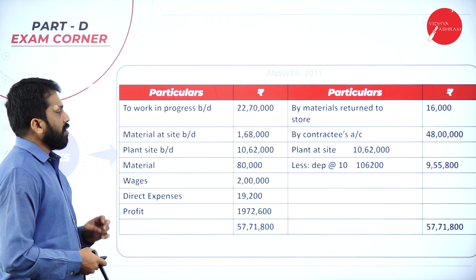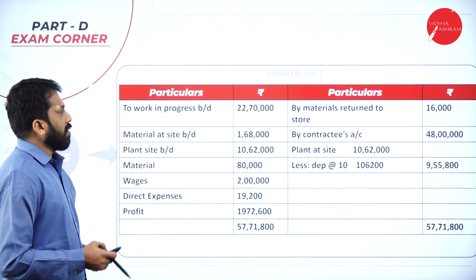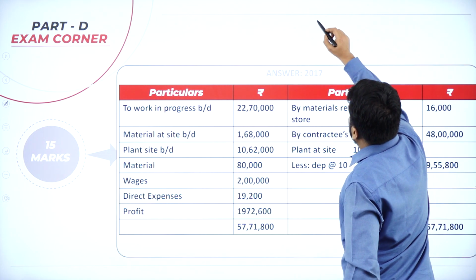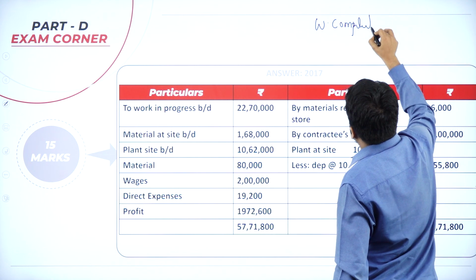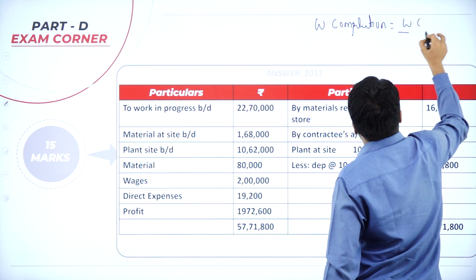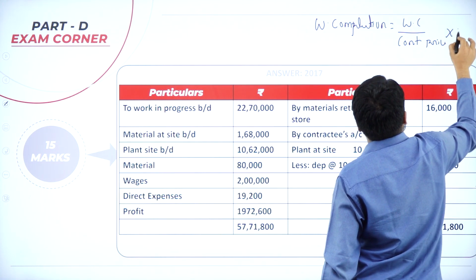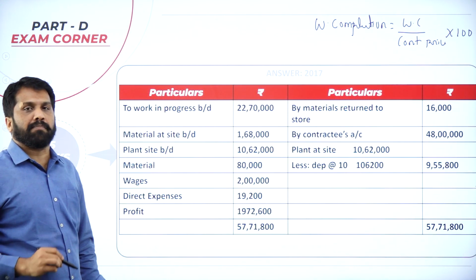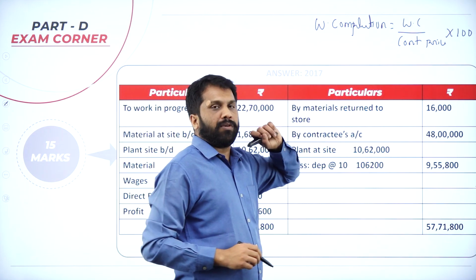Now, in contract, you have two formulas. I'll explain you that also. See, in the contract, the two formulas are like, remember, you have to find out the work completion. How to find out? Remember, work certified divided by contract price into 100. Work certified divided by contract price into 100. If you do this, you will get work completion.